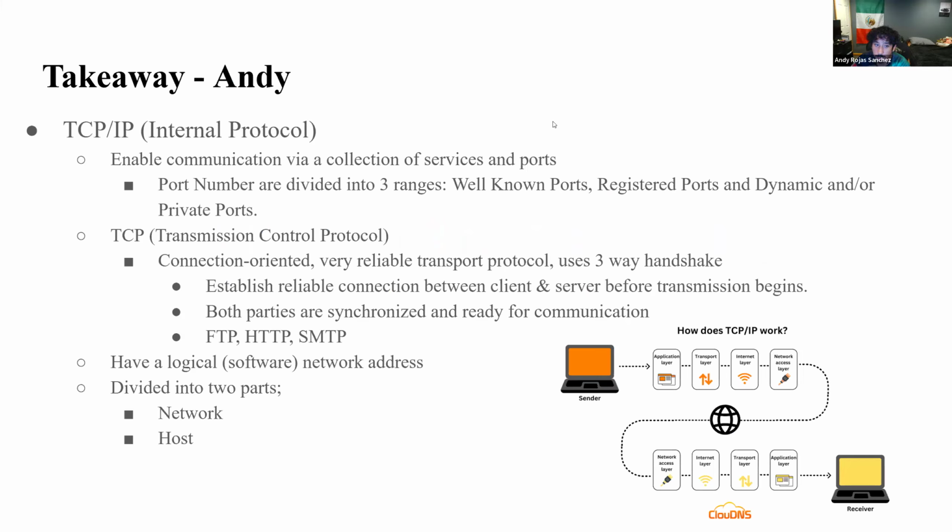So one of our takeaways was TCP and IP, which enables the service and ports connection. There are three ranges: well-known ports, registered ports, and dynamic private ports.